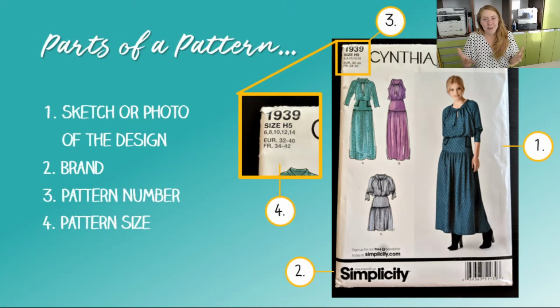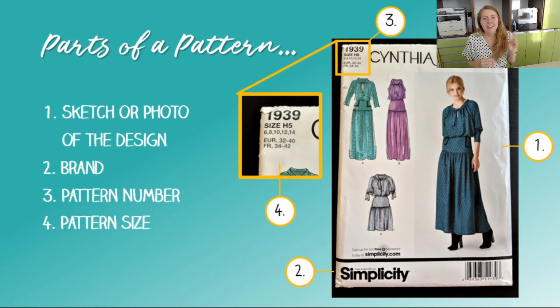When you go to the fabric store and you're going through the pattern catalog, you're going to see something that looks like this. It's going to have a picture of what you're creating with that pattern, okay? So in this pattern, we're making kind of a loose fit prairie dress, would be how I describe it. So on the front, you're going to have the sketch or photo of the design, which we see here. You're also going to see the brand, which this one is Simplicity, and you're going to see the pattern number.